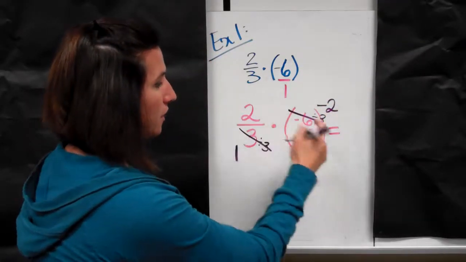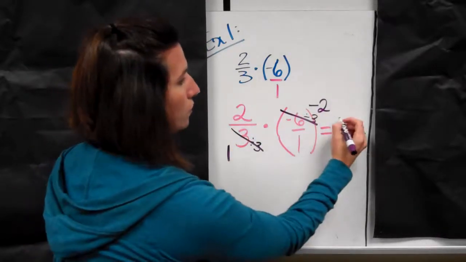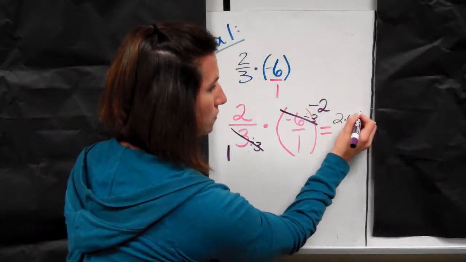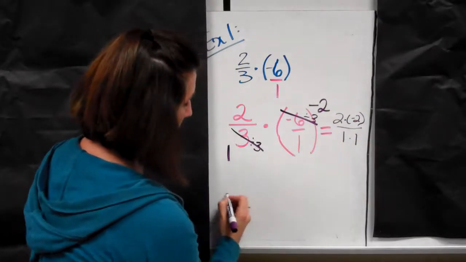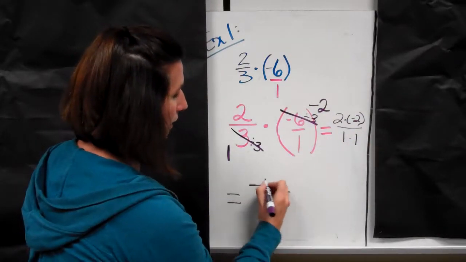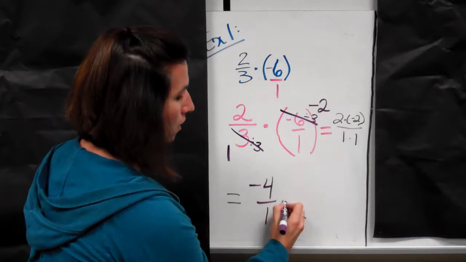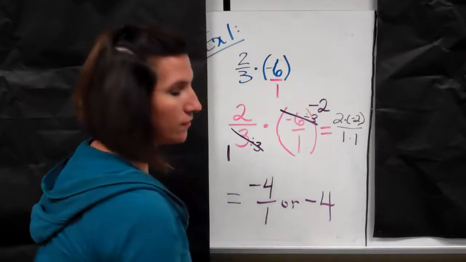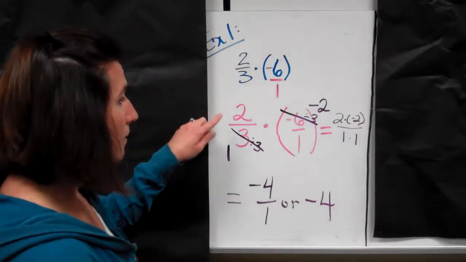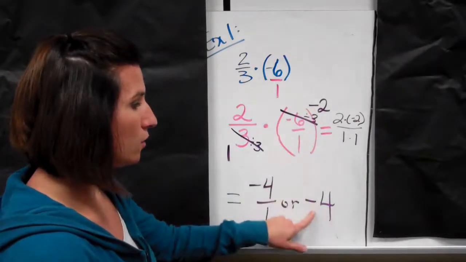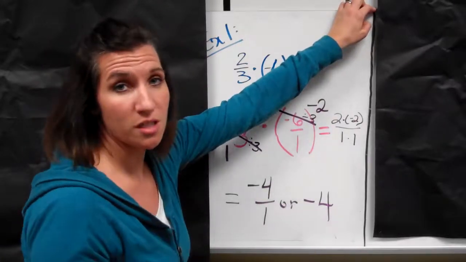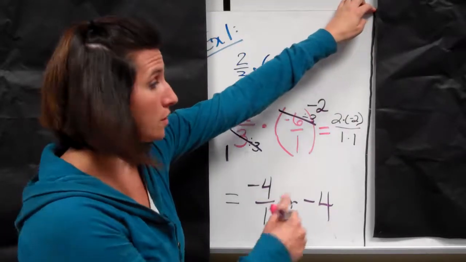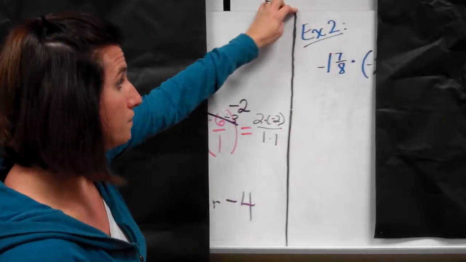So now I can multiply straight across. So 2 times -2 over 1 times 1. And I'm going to write my answer down here, which gives me -4 over 1, or just -4. Remember, a positive times a negative will give you a negative number. So you have to apply your multiplication of positive and negative numbers to fractions as well.